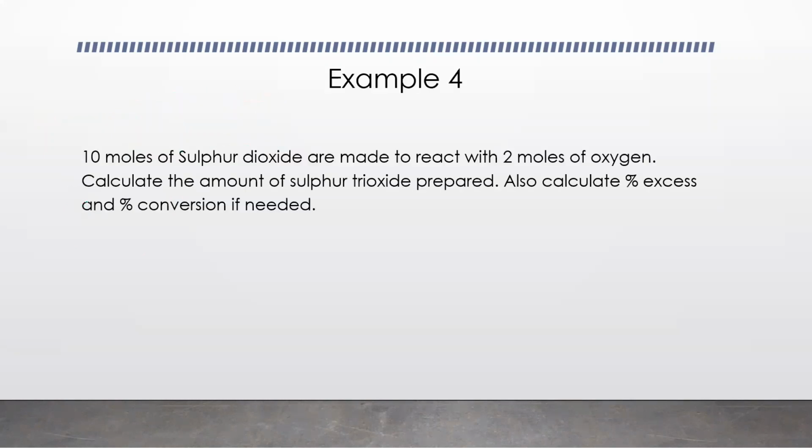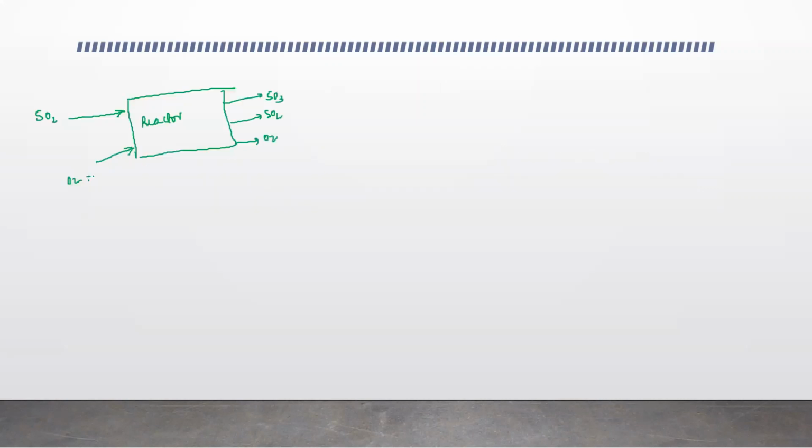So first of all, we are going to draw a block diagram. So this is my reactor. Here I'll feed sulfur dioxide, then oxygen, and over here I'll get the product. Oxygen supplied is 2 moles and sulfur dioxide supplied is 10 moles.